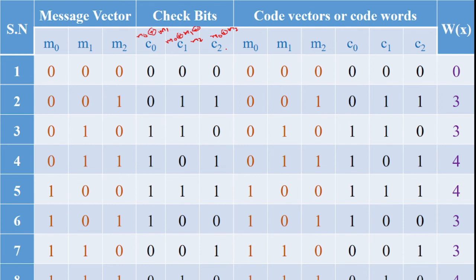Next, the third parity bits C2, and what is the expression? M0 modulo 2 addition M2. So 0 exclusive or 0 is 0, 0 exclusive or 1 is 1, 1 exclusive or 0 is 1, 1 exclusive or 1 is 0, 1 exclusive or 0 is 1, 1 exclusive or 1 is 0. So that is the parity bits. Therefore, the complete code word structure is message bits followed by the parity bits. And that is the first part of the solution.